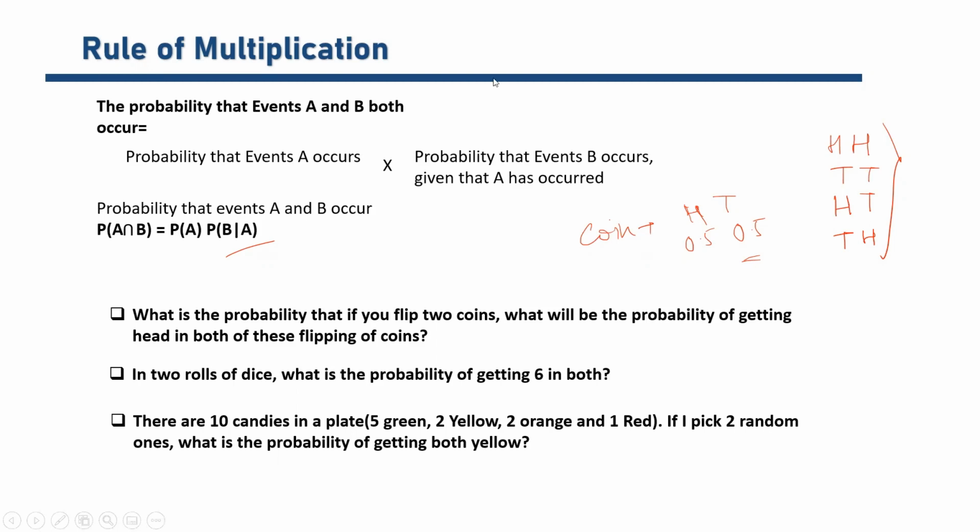Okay, let's see some answers. It is 1/4. It's going to be 1/4, right? You are going to get head in both these flippings of coins. So there is only one chance where you get two heads, right? So out of these four outcomes, only one event might happen that both will be head. So it is 1/4.